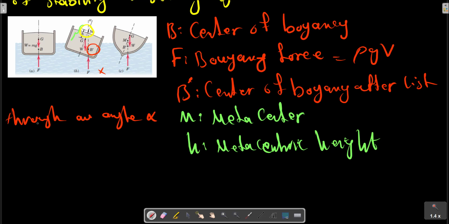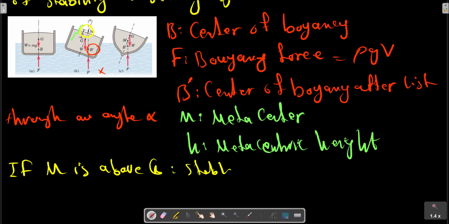So if M is above G, the ship is stable, and if M is below G, it is the unstable case.